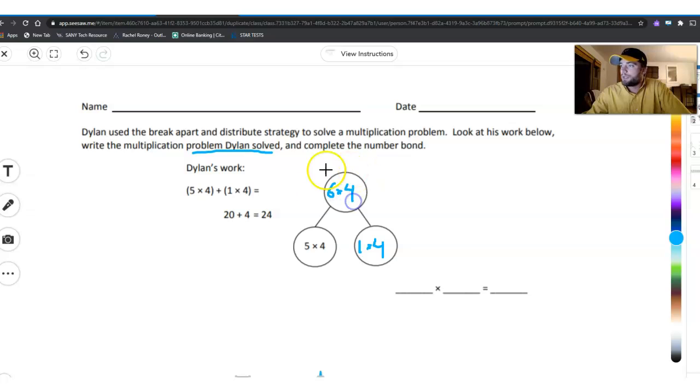And so he started with 6 times 4 and then broke it up into 5 times 4 plus 1 times 4. So basically, you just write 6 times 4 there, and then our final answer is 24. So this was a little confusing because it showed the work, but it was asking what the original problem was. So that was one of them. Let me do one more here just to make sure we're all on the same page.